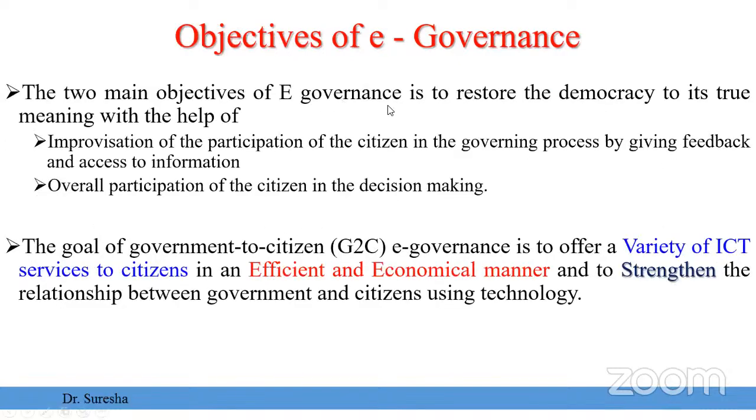The 2 main objectives of e-governance are to restore democracy, in its true meaning, with the help of improvisation and participation of the citizen in the governing process by giving feedback and access to information, and overall participation of the citizen in decision making. The goal of government to citizen, G2C, e-governance is to offer a variety of ICT services to citizens in an efficient and economical manner and strengthen the relationship between the government and citizens using technology.